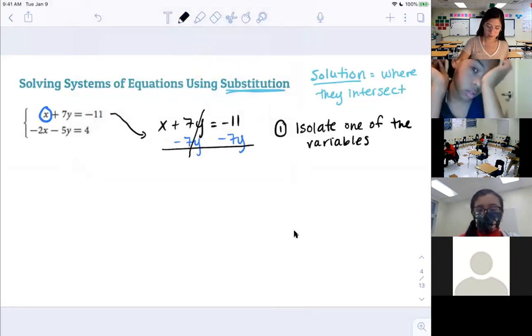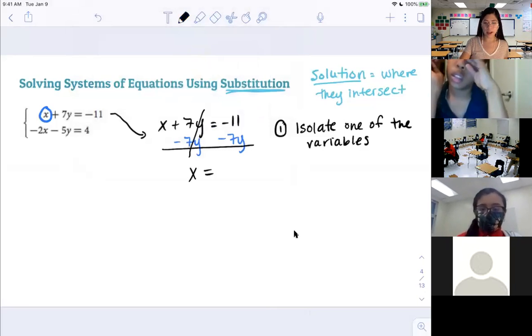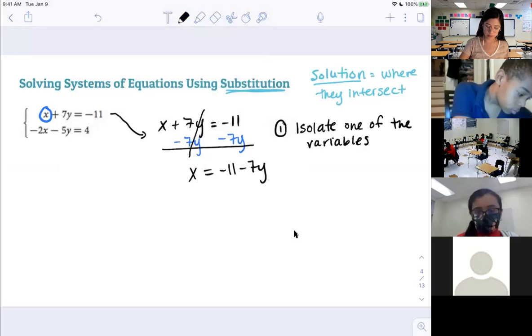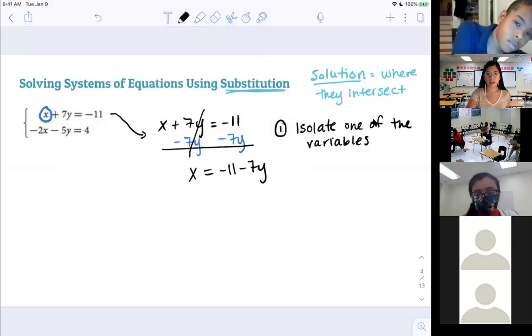So what I get, I'm left with x by itself. And on the right side, I have negative 11 minus 7y. But now we need to find out y. Right. But at this point, do I have any questions on how I did that or why I did that? Okay, no.